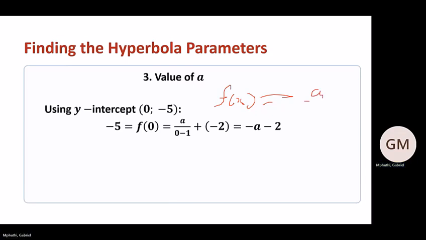a divided by, we have found the value of p, x. We found our p to be -1, so it's x minus 1, and we found our horizontal asymptote to be -2.